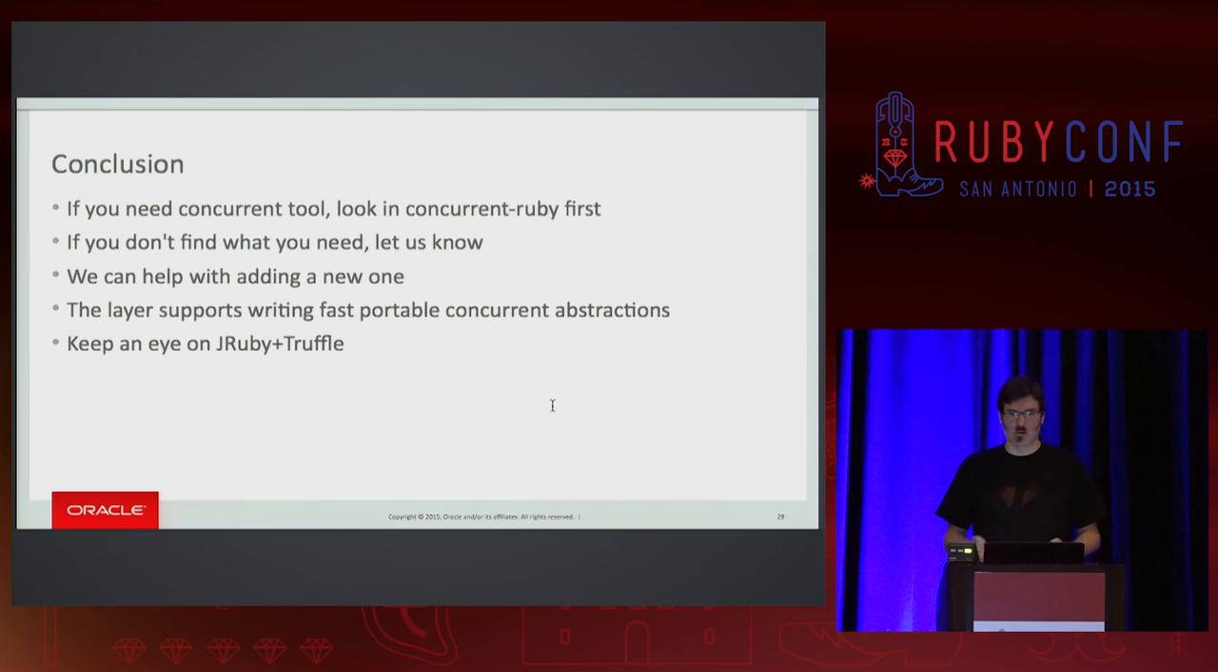If you are writing a new concurrent abstraction, try to use this layer, because it gives you portability between all of the Ruby implementations, and you will also not have to care about new versions and stuff like that, because we will obviously be maintaining this. And keep an eye on JRuby plus Truffle, because I think we can look forward to the performance it will bring to the Ruby world.